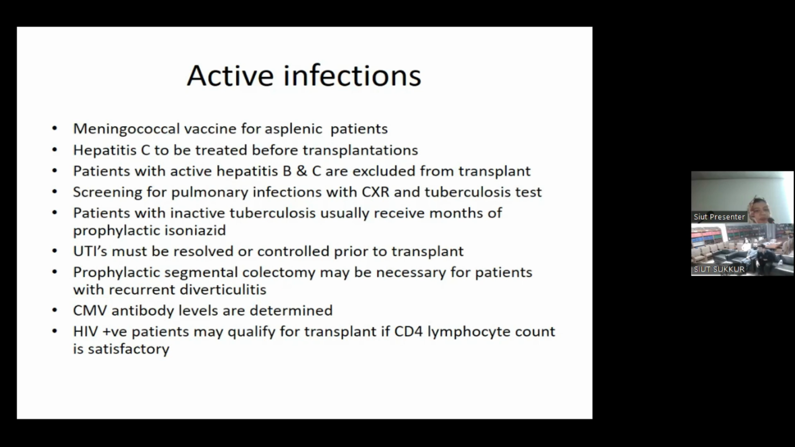A screening for pulmonary infections includes a chest X-ray and tuberculosis tests. Patients with inactive tuberculosis usually receive months of prophylactic isoniazid. UTIs must be resolved or controlled prior to transplant. Prophylactic segmental colectomy may be necessary for patients with recurrent diverticulitis. CMV antibody levels are determined because CMV infection in post-transplant patients can result in significant morbidity and mortality. HIV positive patients may qualify for transplant if the CD4 lymphocyte count is satisfactory.